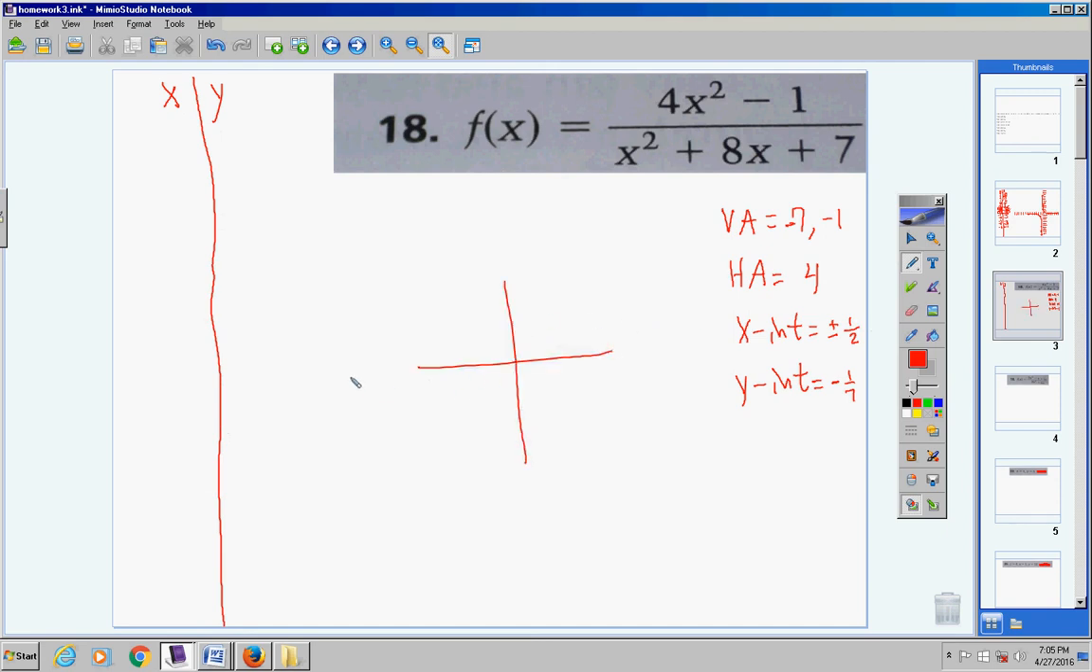We have vertical asymptotes at negative 1 and at negative 7. So we're going to go to the right: 0, 1, 2, 3. So I'm going to go 3, 2, 1, 0. And then get real close to the asymptote, negative 0.9, and then get real close to the other side of it, negative 1.1.